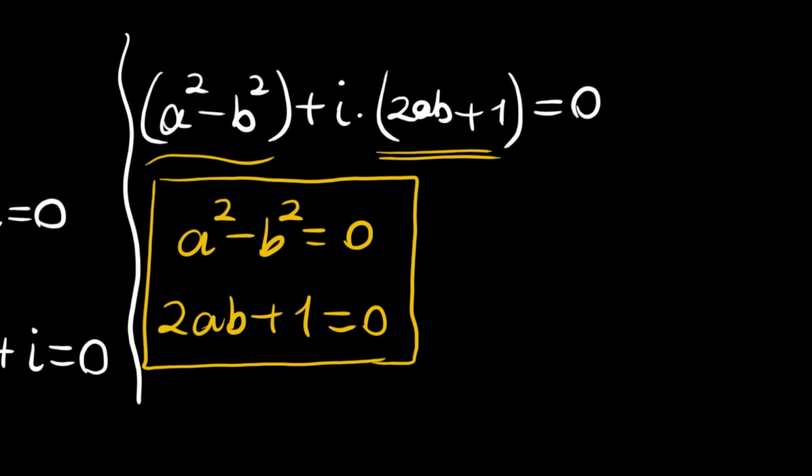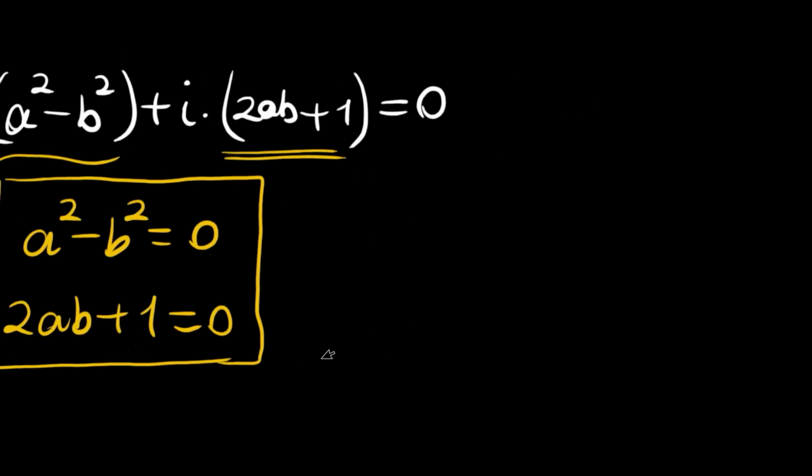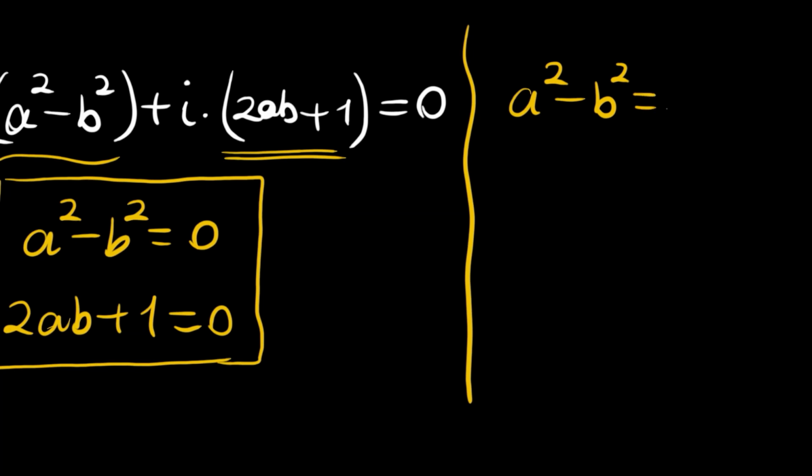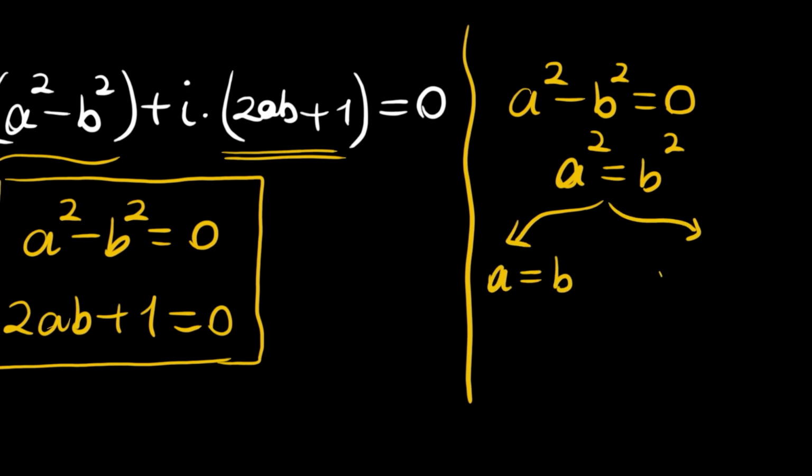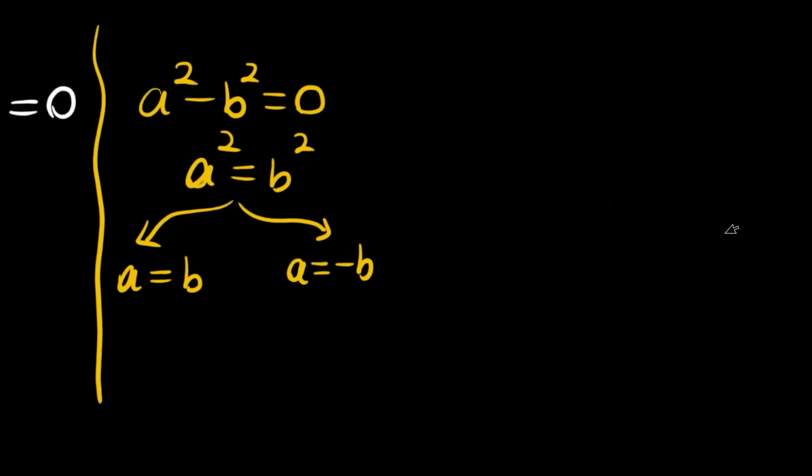Now from the first one, from a squared minus b squared, let's write here, if a squared minus b squared is equal to 0, then we have a squared is equal to b squared. So either a is equal to b or a is equal to minus b. So using this in the second one, 2ab plus 1 is equal to 0. Let's check.